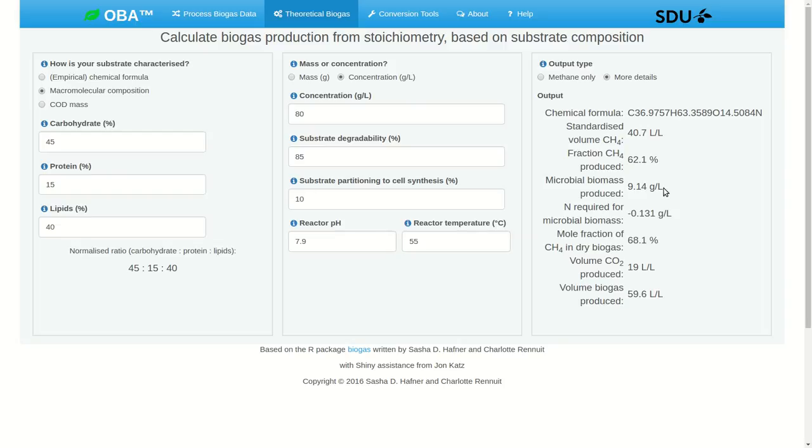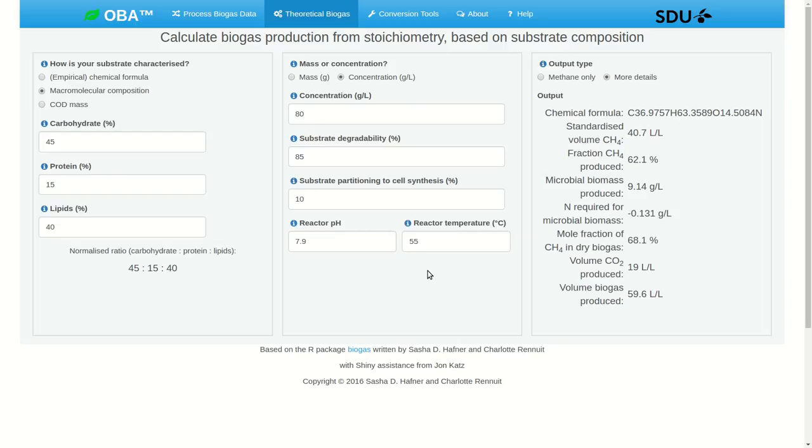So what's in the biogas has more methane because some of the CO2 that's produced remains in solution. We're looking at microbial biomass production of around 9 grams per liter and some mineralization of nitrogen. So that would be production of ammonia equal to about 130 milligrams of nitrogen per liter. And we also have estimates of the CO2 volume produced and, of course, total biogas volume produced. All the volumes here are standardized to 1 atmosphere of pressure, dry conditions, and 0 degrees Celsius.